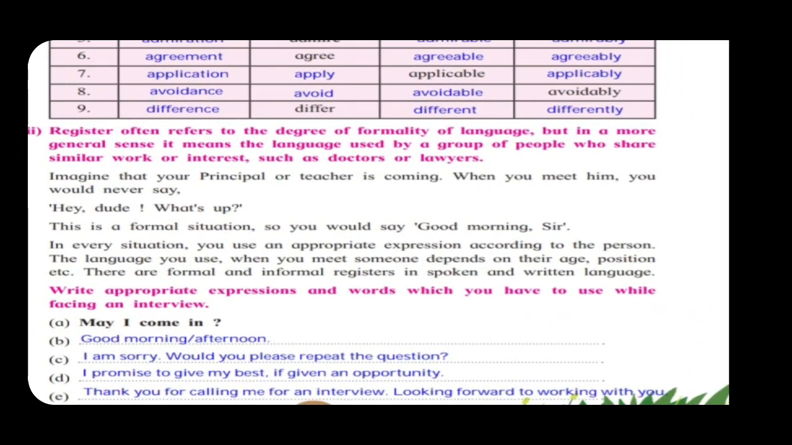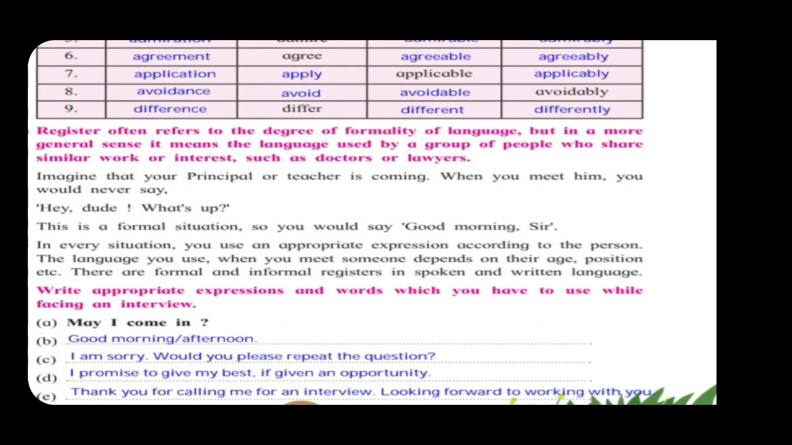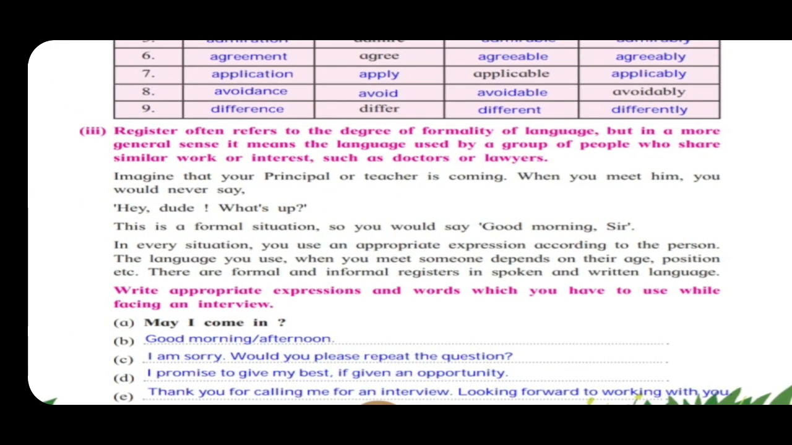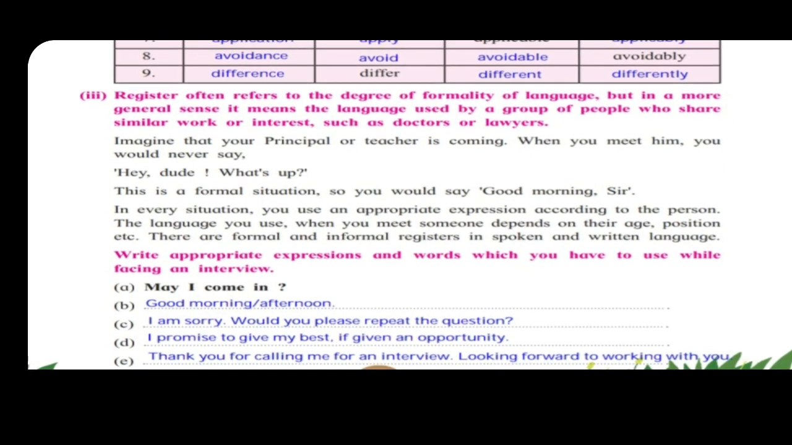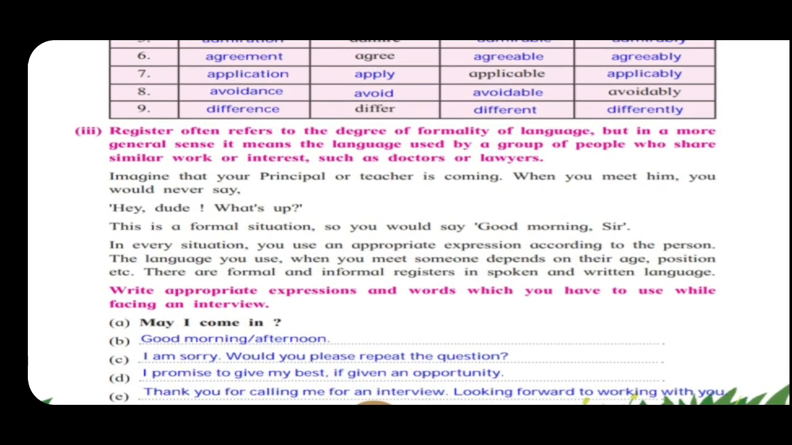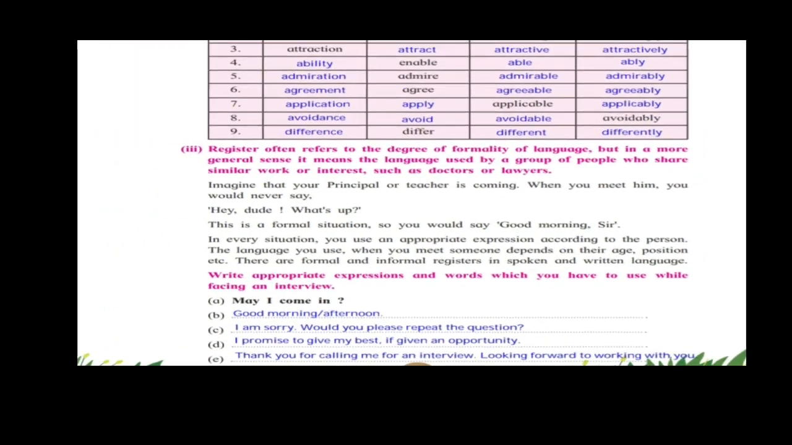Okay. Now we'll see. Write appropriate expressions and words which you have to use while teaching, while facing an interview. For example, may I come in? Good morning, good afternoon. You have to write down the appropriate expressions and words which you can use while you face an interview. I'm sorry, would you please repeat the question? I promise to give my best if given an opportunity. Thank you for calling me for an interview. Looking forward to working with you. So these are the most appropriate expressions one can use while facing an interview.